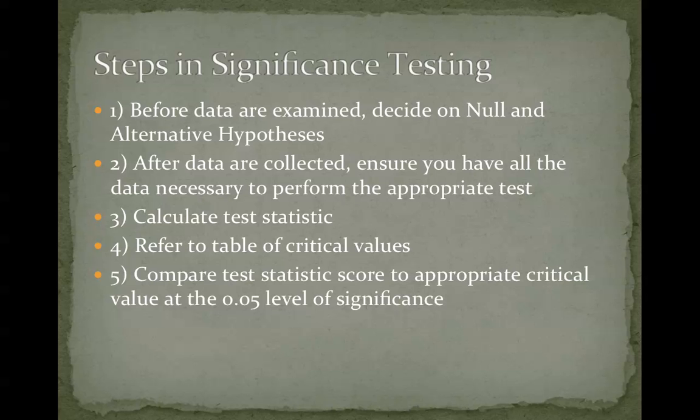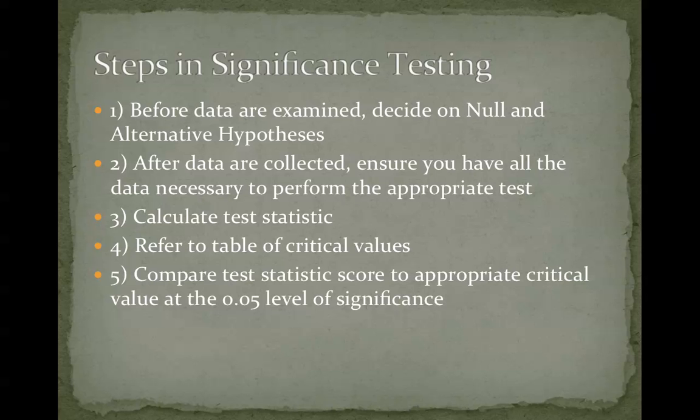So if the hypothesis you're looking at is, well, I think that there's probably a relationship between the number of hours a student works on a job outside of school and his GPA, then the null hypothesis would be that there's no relationship between the number of hours a student works and his GPA, okay? And the alternative would be that there is a relationship between the number of hours he works and his GPA.